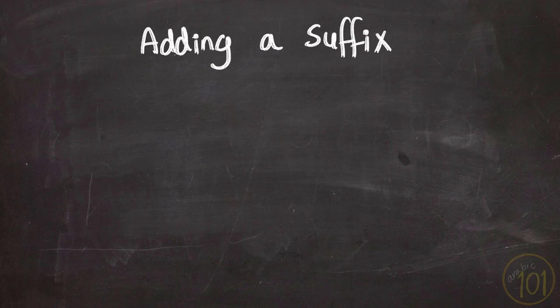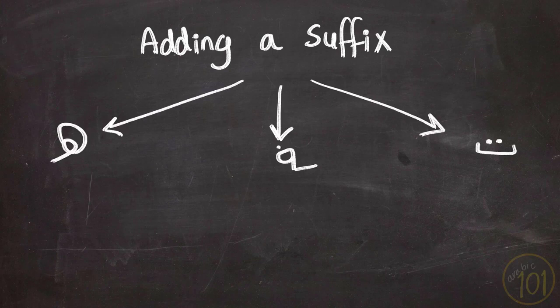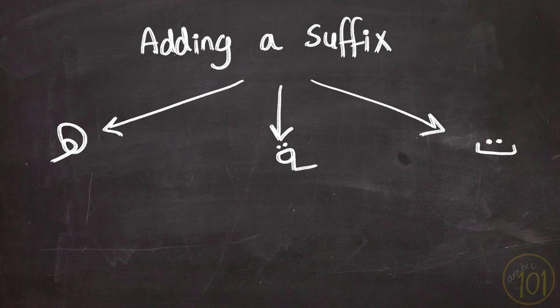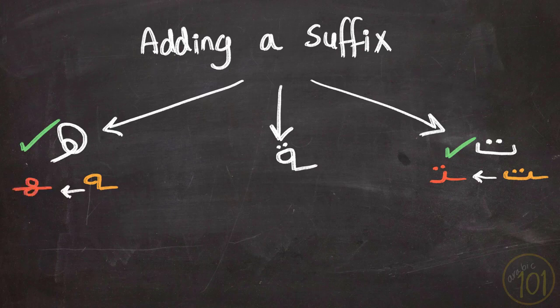Last, if you want to add a suffix to words ending with ta, ha, or ta marbuta, how is this going to work? And for those who don't know, the word suffix is an addition that you add to the end of words to add an additional meaning. And the answer is simple. As for ta and ha, nothing special is going to happen. The letter will simply turn from the last position to the middle position, like this example.